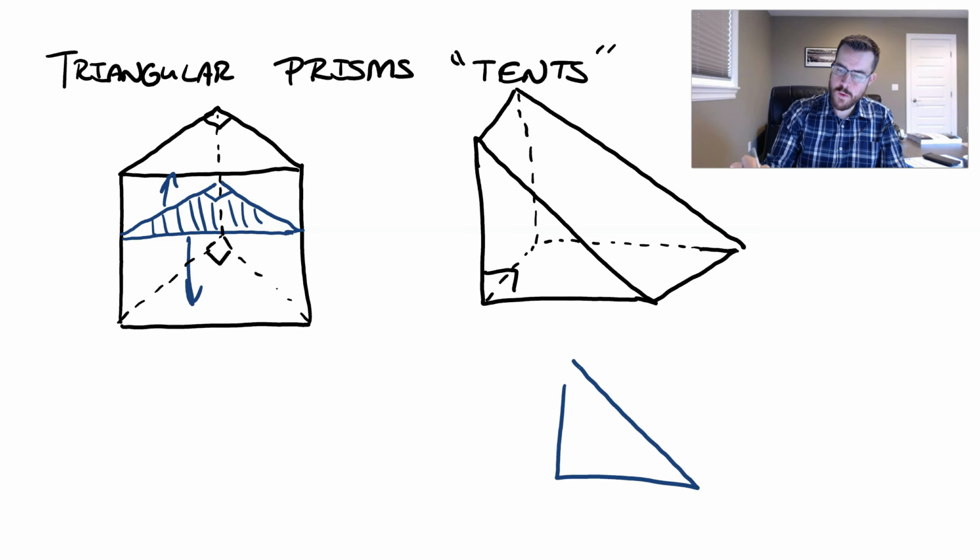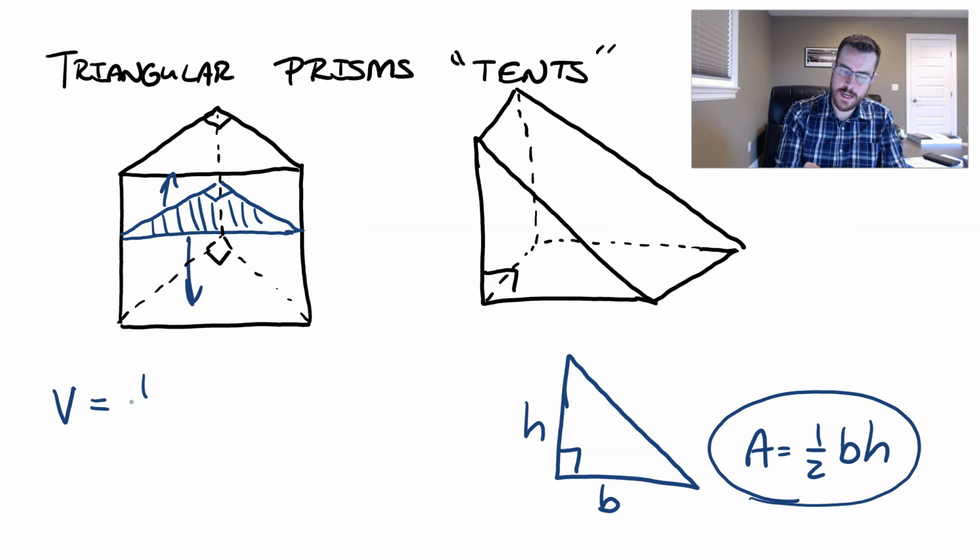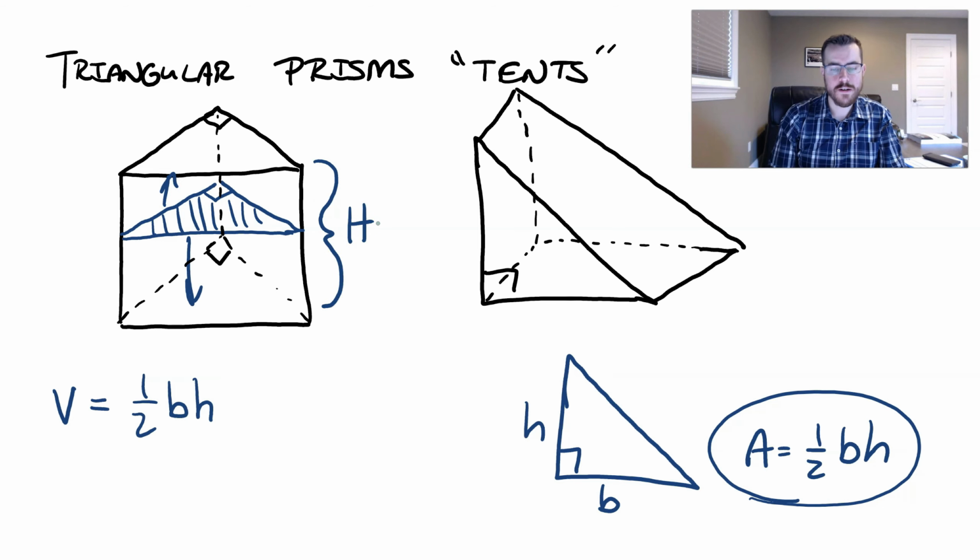Well, remember, for a triangle with a base and a height, the area is half the base times the height. So if I'm finding the volume of a triangular prism, we're going to take the area of that triangle that I filled in, which is half the base times the height, and multiply it by the height of my entire prism. So times the big H. We take the base times the height inside, times the large height on the outside.